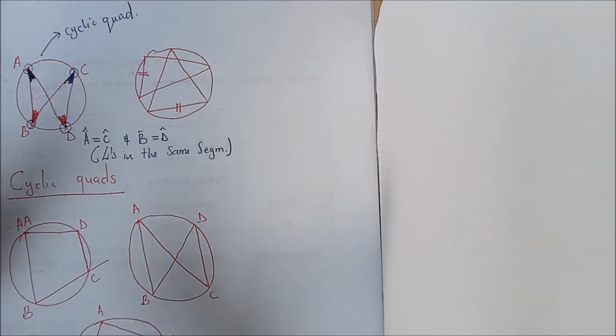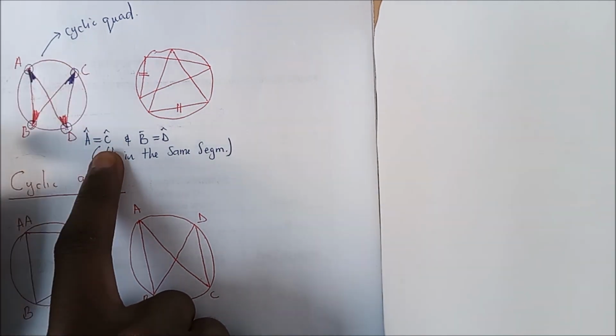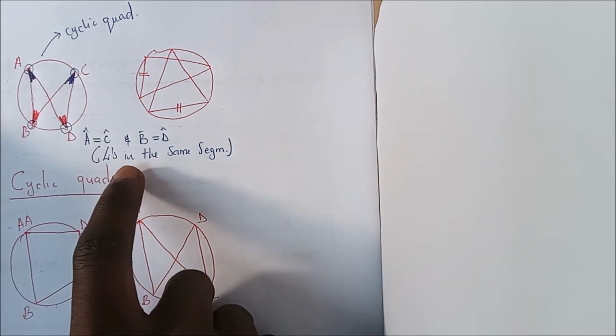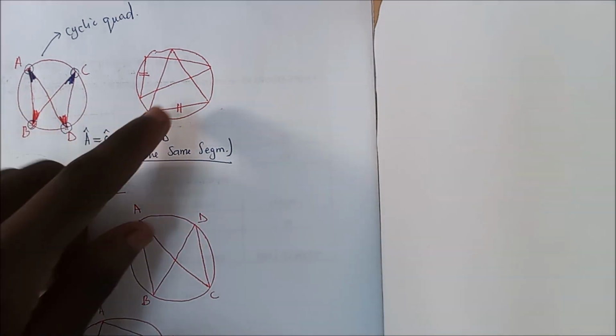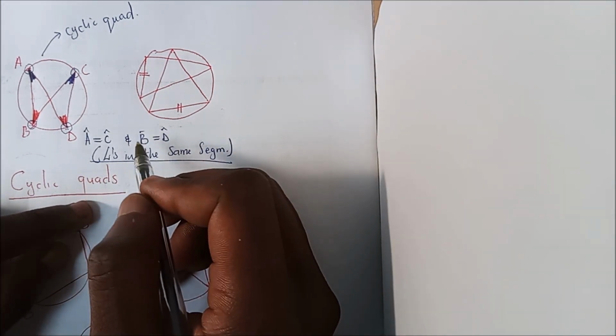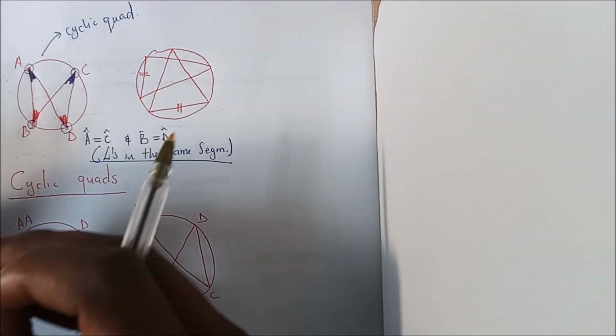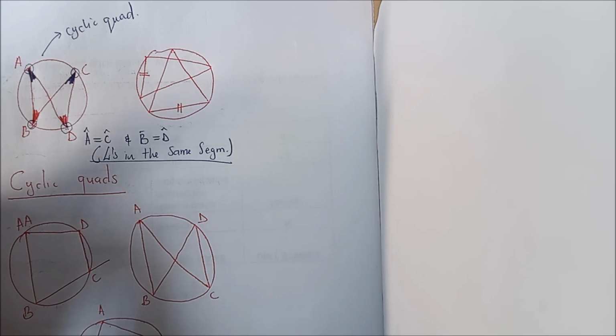So you need to know even the reasoning. You need to be good with reasoning. So angle A is equal to angle C, and angle B is equal to angle D. Reason being angles in the same segment. So now this one, let's look at it. The theorem says equal chords subtend equal angles.